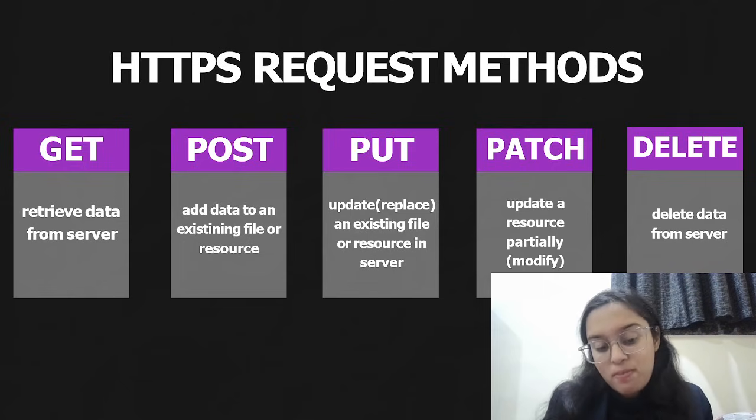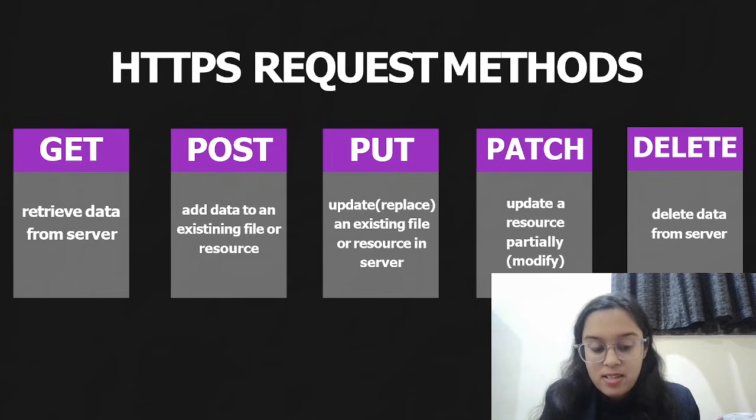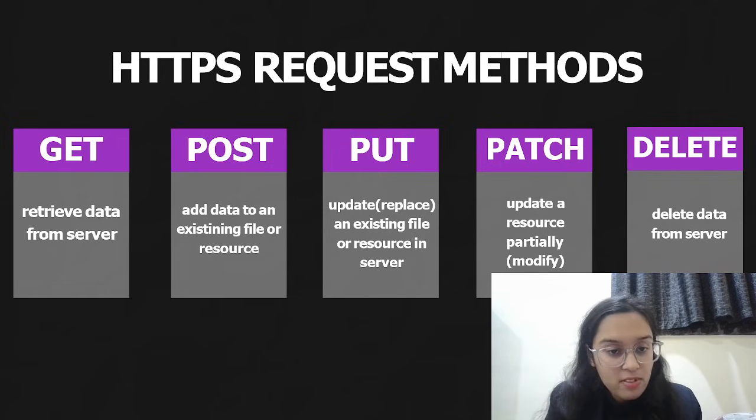Now comes HTTP request methods. To perform those CRUD operations, we use HTTP methods. As you can see here, GET to retrieve data from the server, POST to add data to an existing file or resource, PUT to update or replace an existing file or resource on the server, PATCH to update a resource partially, or you can say modify, and DELETE means delete data from the server.